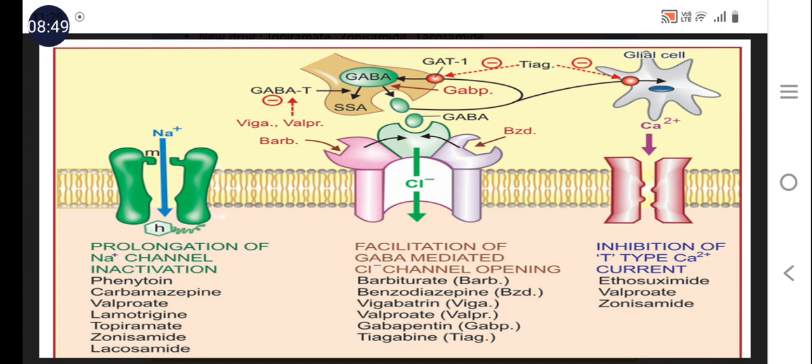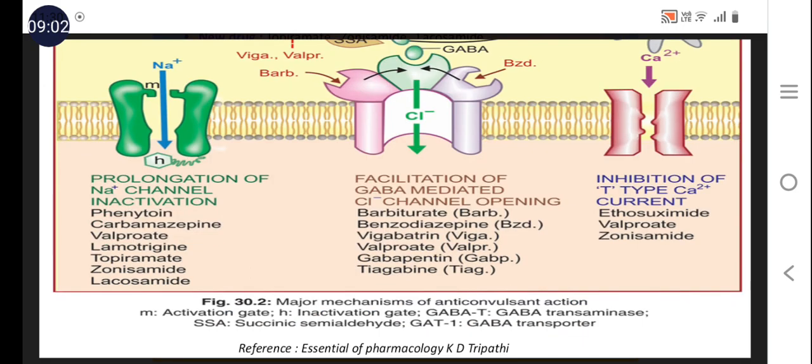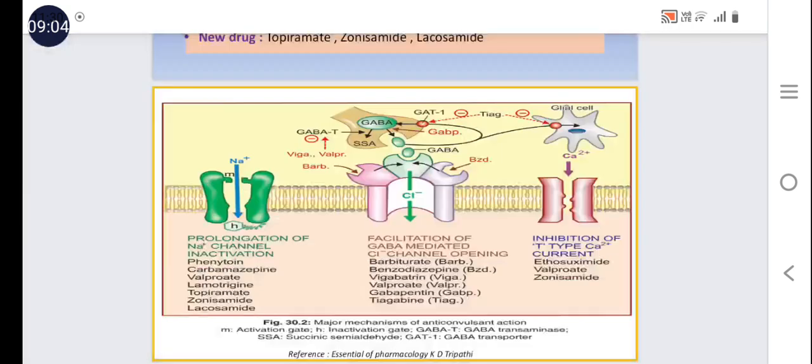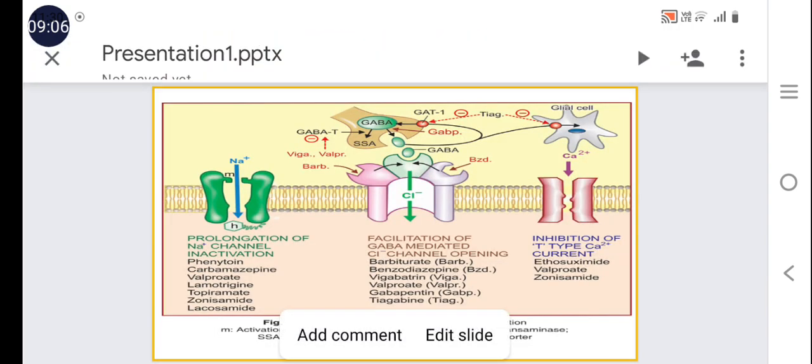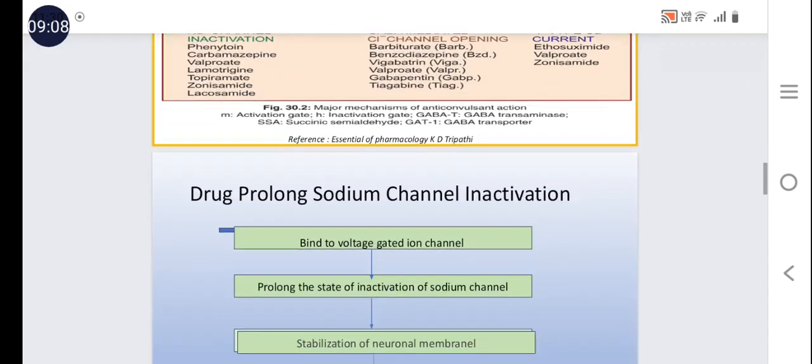T type calcium channel is involved in the absence seizure, and ethosuximide is the drug of choice for the treatment of the absence seizure. Then this is about the classification of the drugs as per their mechanism of action.